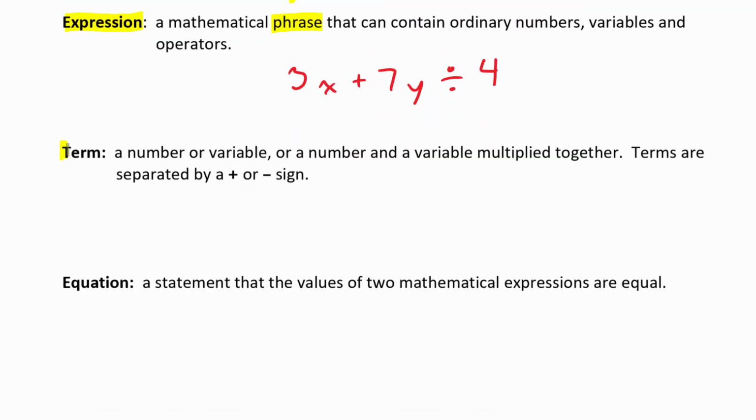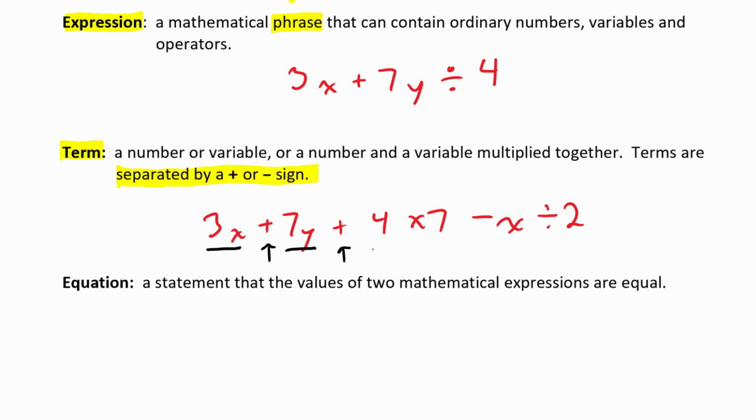We then have a term. A term is separated by an addition or subtraction sign. So as an example here, 3x plus 7y plus 4 times 7 minus x divided by 2. How many terms are here? Well, there is 1, 2, 3, 4 terms. This is one big term. This is also one big term because those values are separated by multiplication and division signs, not addition or subtraction signs.